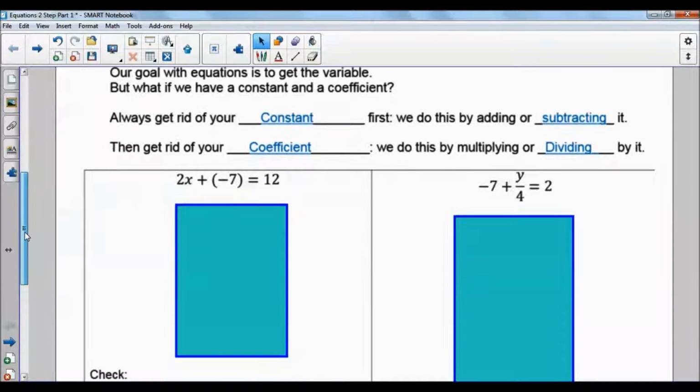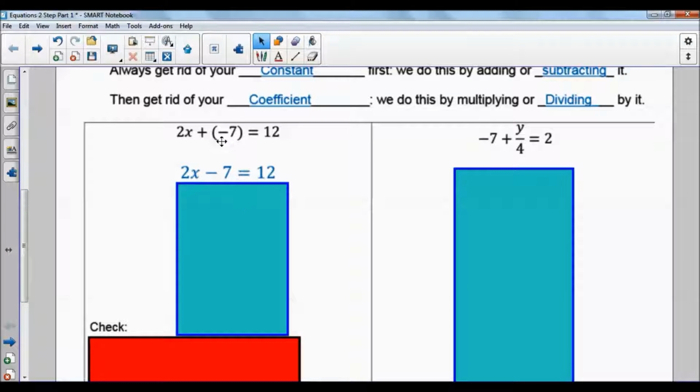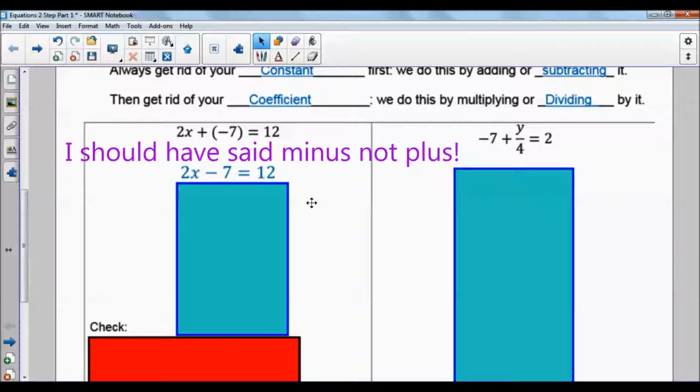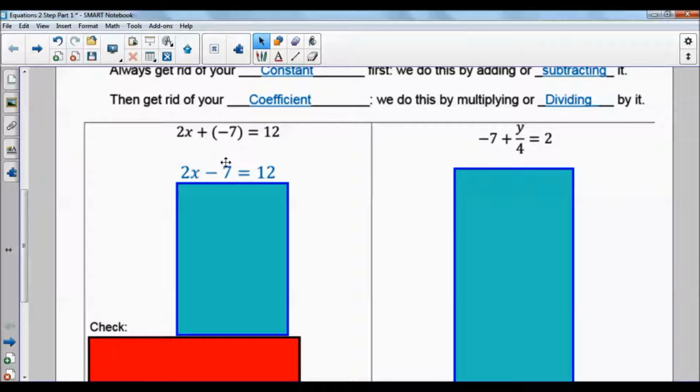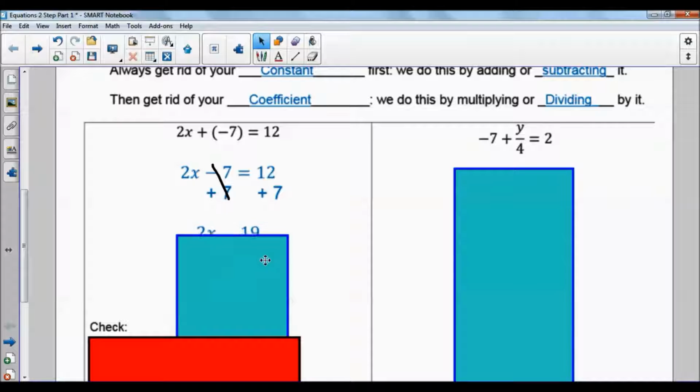So here we have 2x plus -7 equals 12. The first thing I did here was retype it without my double signs. I like dumping my doubles. It makes it easier for me. Plus minus is just a minus. So if we have 2x minus 7 equals 12, we want to get rid of our constant first. That's what we just said. Our constant here is the -7. So to get rid of a -7, we're going to add 7 to both sides. When we add 7, -7 and +7 cancel out. And I have 2x on this side, and 12 plus 7 gives us 19. So now we have 2x equals 19.